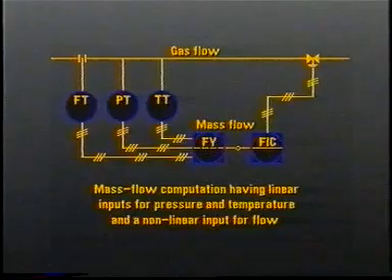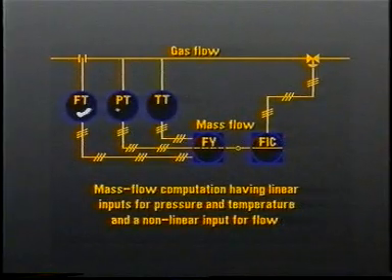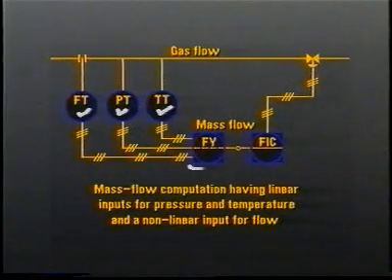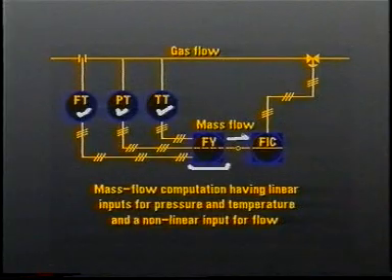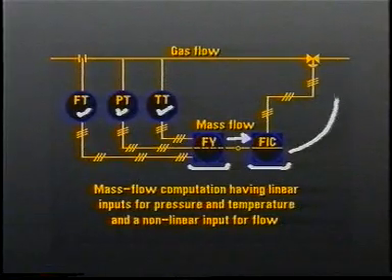To show the interaction of primary elements and ISA diagramming symbology, let's look at this diagram in which we have a flow transmitter, a pressure transmitter, and a temperature transmitter inputting data to a rack-mounted flow computer, which is calculating mass flow. The output of the computer is linked internally to a flow indicator controller mounted on the control panel. This controller furnishes an electrical signal which activates the control valve.